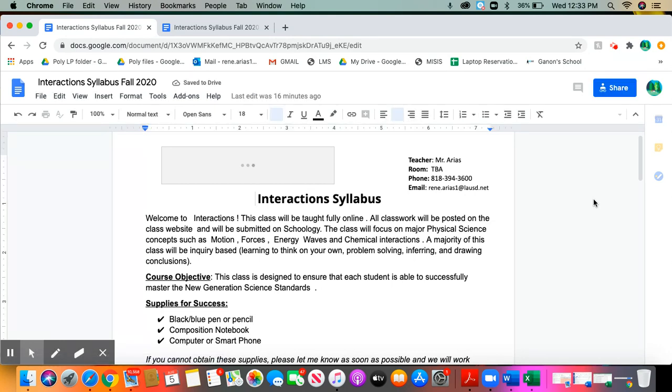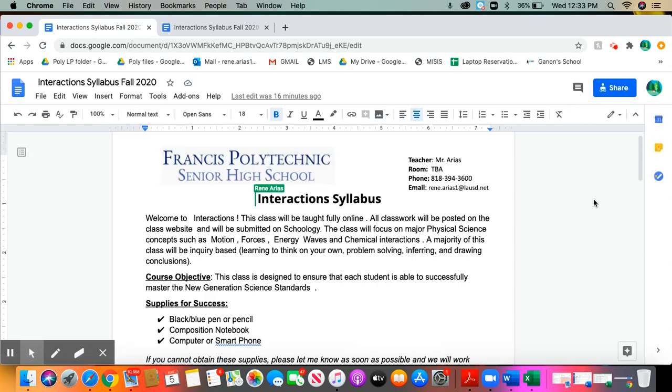So this is Interactions. In Interactions, we'll be studying mostly physical science, which is concepts such as motion, forces, and energy. You might have encountered some of these concepts in middle school, but we will be going over them in a little bit more detail than you previously have.